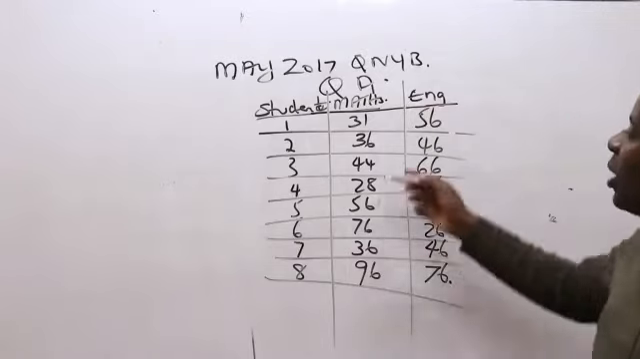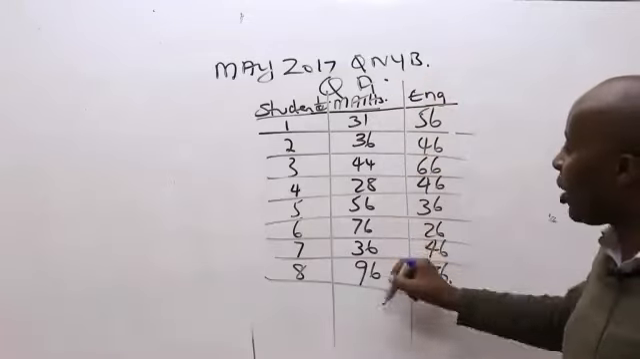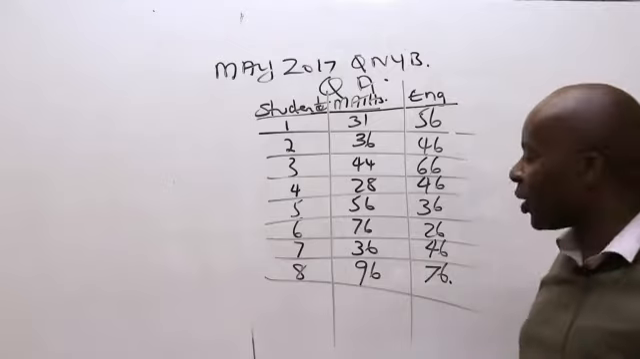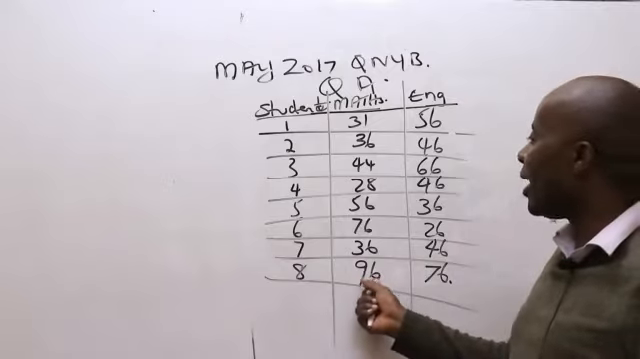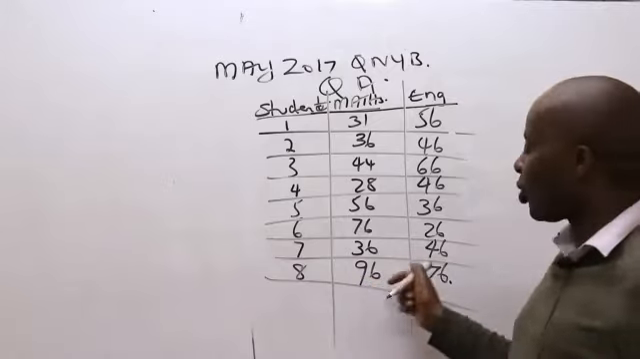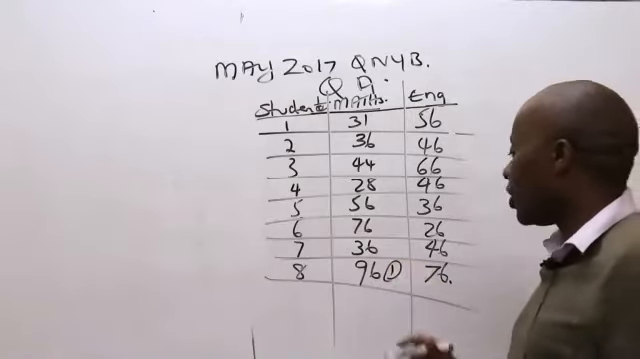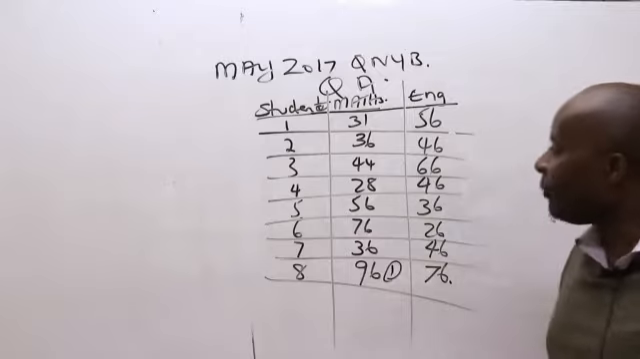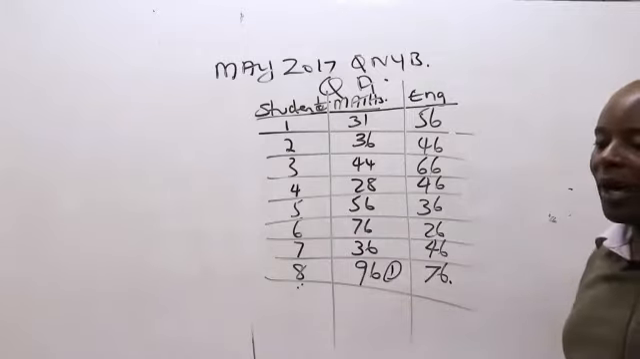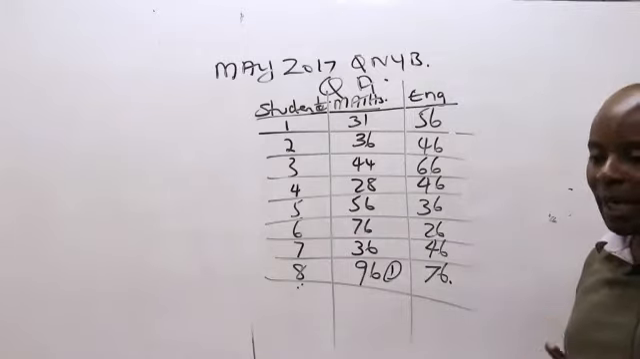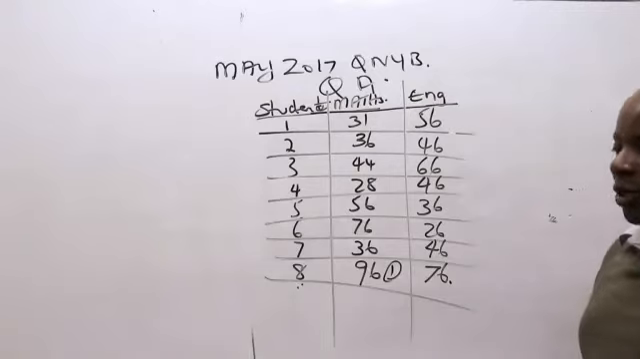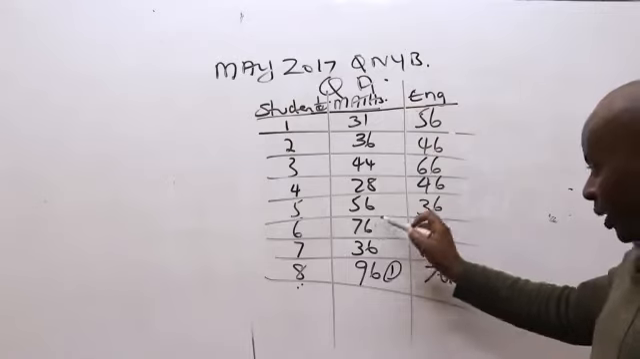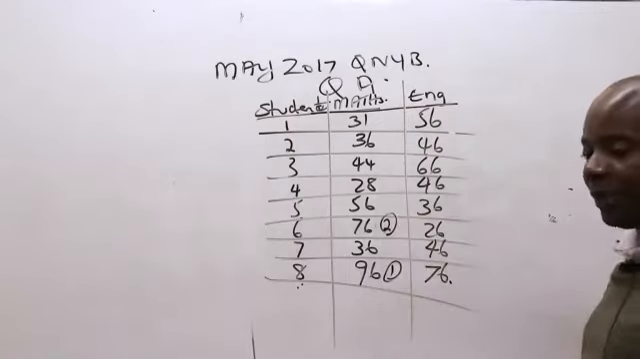So what you're supposed to do is to pick the student who has the highest number of marks. Student number 8 happens to be in position number 1, so you can even circle them. The one who had the highest score in mathematics becomes number 1. Followed by who? I can see the second student should be this one, number 2.